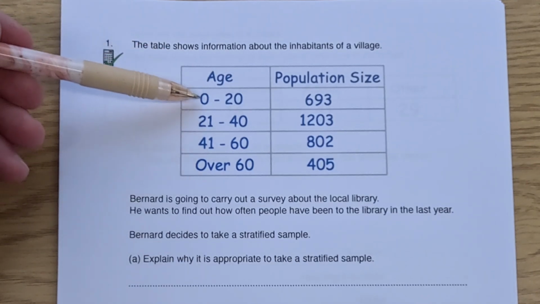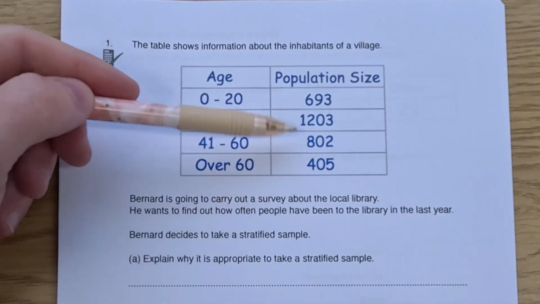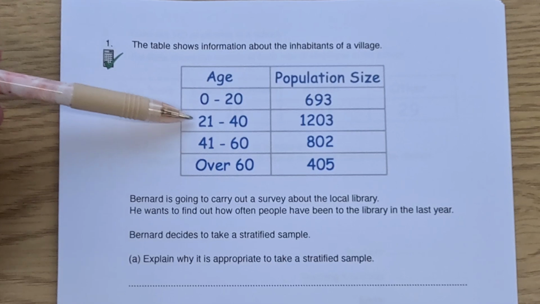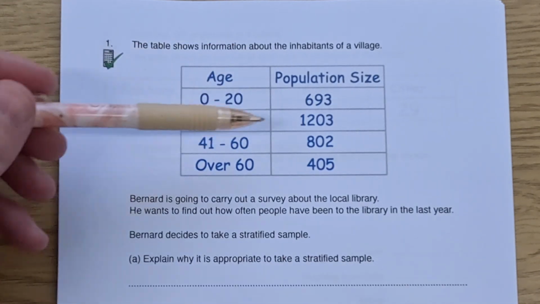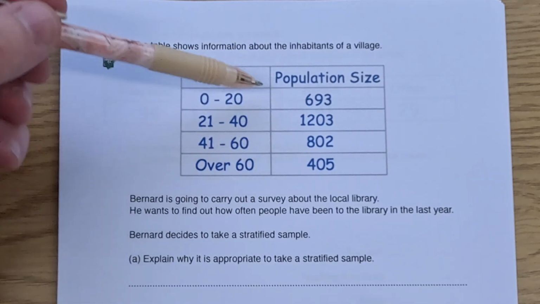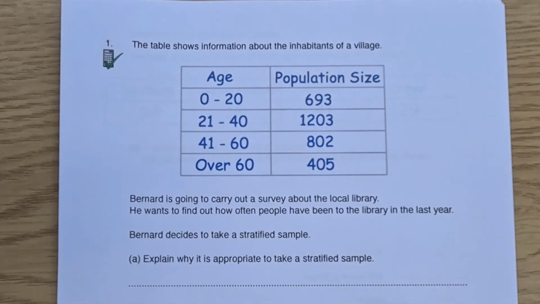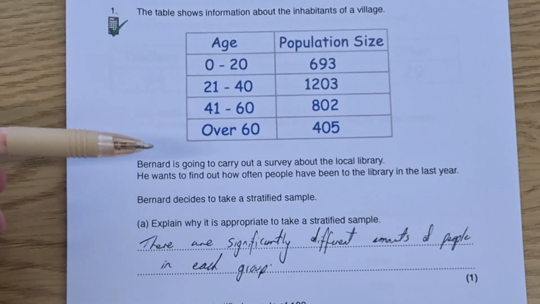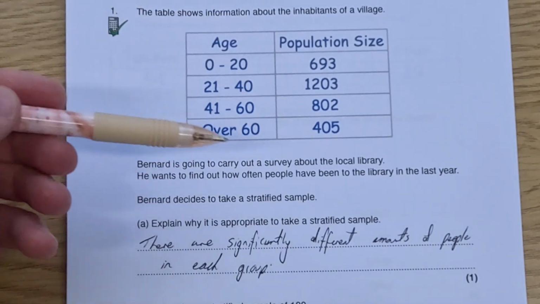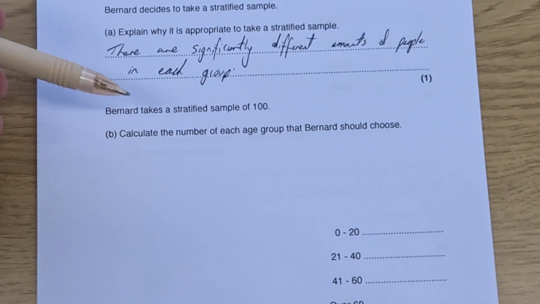Well, if we have a look at the groups here, between 0 and 20, 21 to 40, 41 and 60 and over 60, these four groups have got quite different population sizes. For instance, there's a lot more people in the 21 to 40 group than the over 60 group. There's 1,203 of those, but only 405 of those. So it wouldn't make sense to ask the same number of over 60-year-olds as between 21 and 40-year-olds. So what we would do is take a stratified sample to keep the sample in the same proportions as the population. So let's write that down. I've explained that there's a significantly different amount of people in each group, so it makes sense to take a stratified sample so that the sample is representative of the numbers of people in the groups. And then if we carry on, we're told Bernard takes a stratified sample of 100.